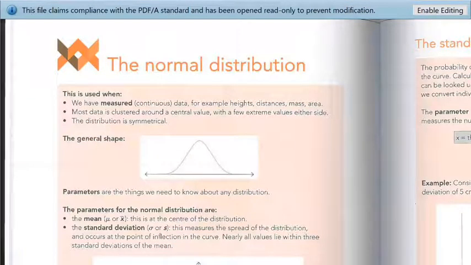So, the normal distribution is used when you have continuous data. In other words, the data can be anything, any number, right? So for things like heights, distances, mass, area. It can't be used for items that are discrete. In other words, you can't have part of an item. Okay, so like a person, right? Because you can't have part of a person. And it's used where most of the data is clustered around a central value, okay, with a few extremes at either end.